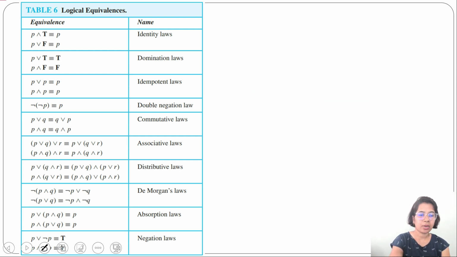Next is commutative law. P or Q is equivalent to Q or P. P and Q is equivalent to Q and P. So or and and both are commutative in nature.